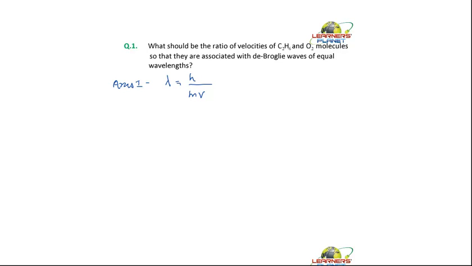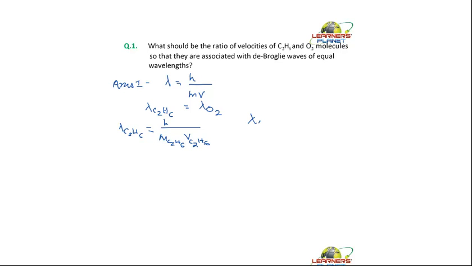Now what is it saying? The wavelength of C2H6 should be equal to the wavelength of the oxygen molecule. So you need to calculate their velocities. Now let's equate the two. Say lambda C2H6 is equal to h upon mass of C2H6 and velocity of C2H6.